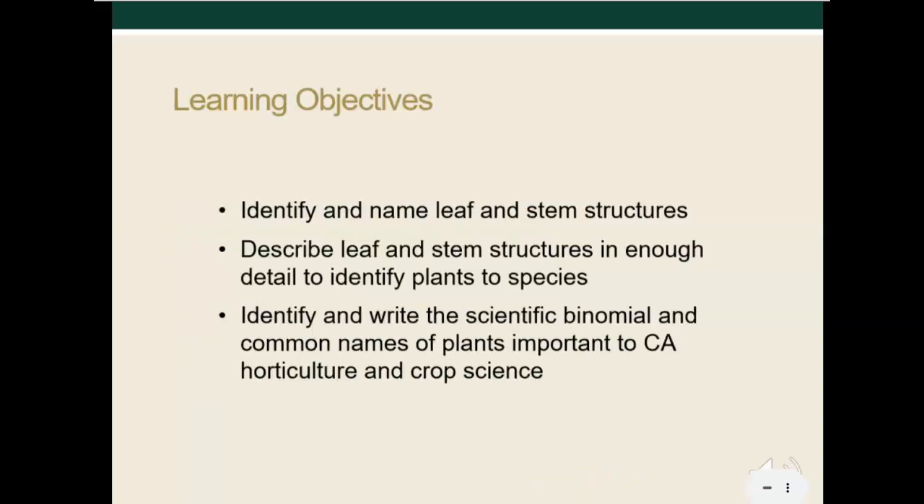Our objectives include identifying and naming leaf and stem structures and learning to describe them in enough detail in order for you to identify plants to species in the future and to explain that to others, and also to reinforce what we've learned in lecture about binomial scientific naming of plant species.